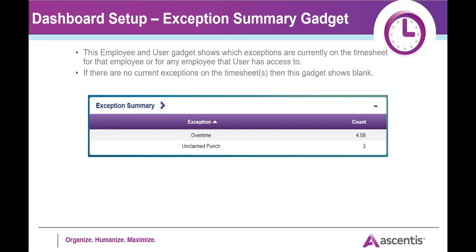So this is telling us right now that for the employees this user has access to, there are 3 unclaimed punches and there are 4.08 hours of overtime. If this was for the individual employee view, it would say that this employee has 4.08 hours of overtime and this employee individually has 3 unclaimed punches.